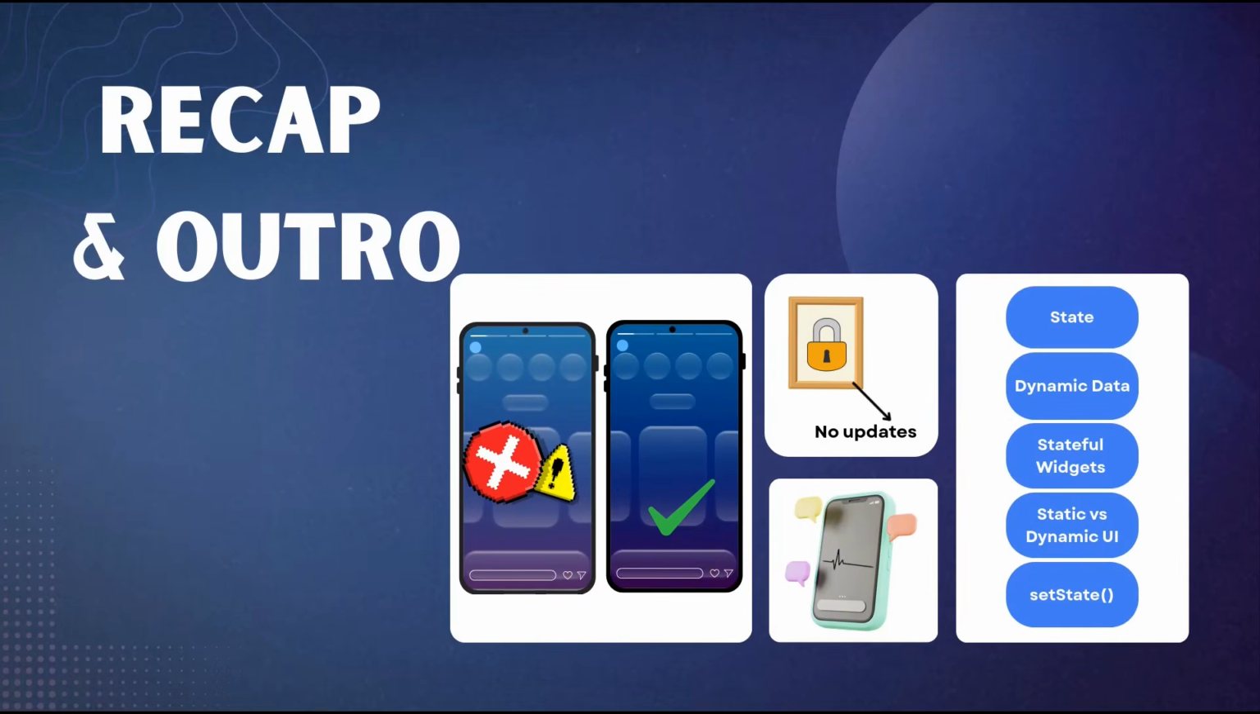Let us summarize what we learned today. Stateless widgets are for static, non-changing content. Stateful widgets are for dynamic content that reacts to user input or data changes. State objects persist in memory to hold your variables, and the most important thing, setState is the trigger that forces Flutter to redraw the UI and reflect your changes.